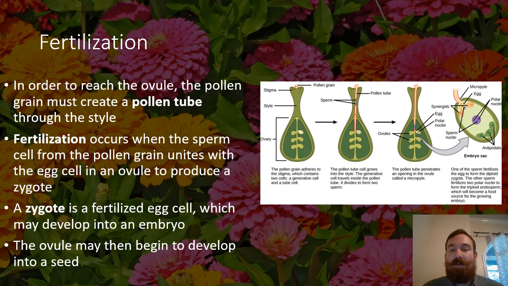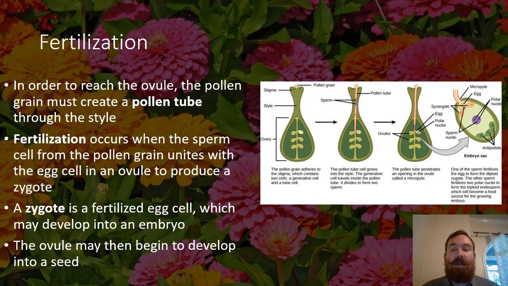While that tunnel is being dug, the generative cell, this little blue dot, actually divides to produce two sperm. And the two sperm are really, really important in flowering plants. The first sperm arrives and fertilizes the egg. The second sperm fertilizes this cell called the polar nuclei. And this is what's going to grow and develop into the food or the endosperm of the seed. And we'll talk more about that later.